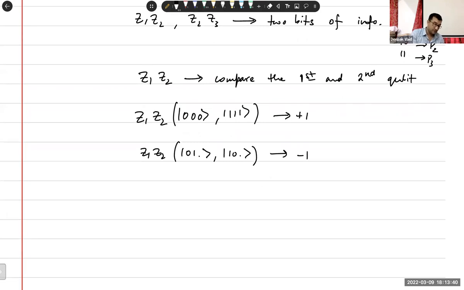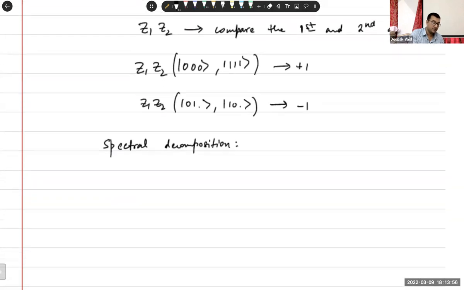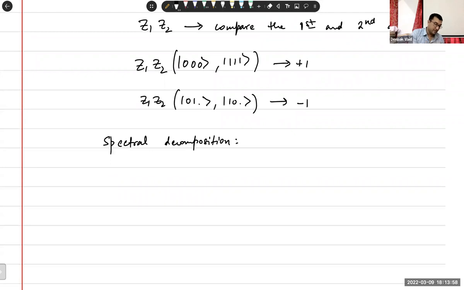We can also ask what is the spectral decomposition of this operator, which will give us the same information but in a slightly more mathematical expression. So first of all, what is the Z operator? The Z operator can be written as follows in terms of projection operators. What is it? Does anybody remember? If I want to write Z as a sum of projection operators, what will it be?